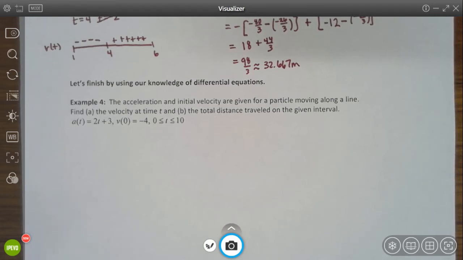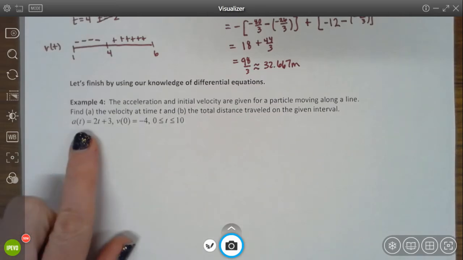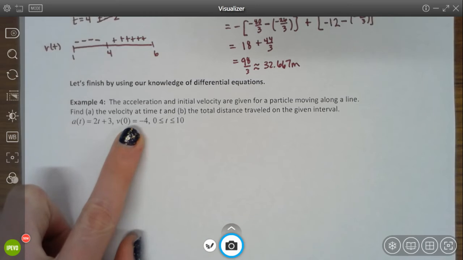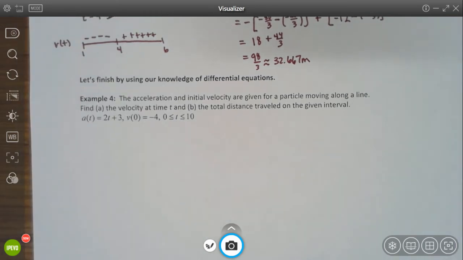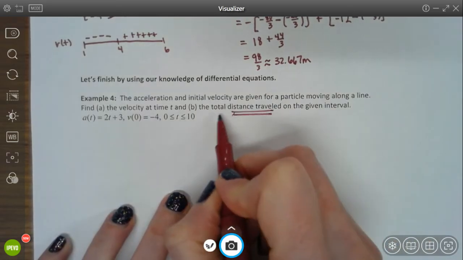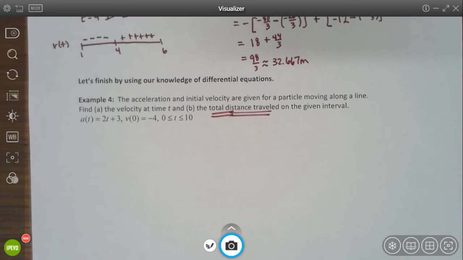So in our final example here, in example 4, the acceleration of a function was given to us as 2t plus 3. And its velocity at time 0 is equal to negative 4. And we want to study the particle on the motion on the interval from 0 to 10. We want to find first its velocity function. And then once we have that, we can go ahead and find our total distance. So again, they want total distance.